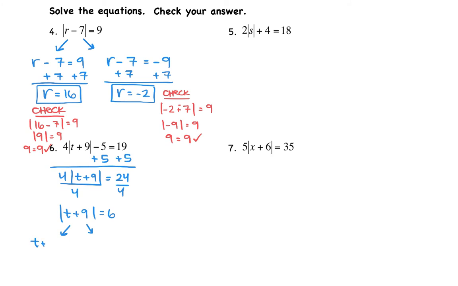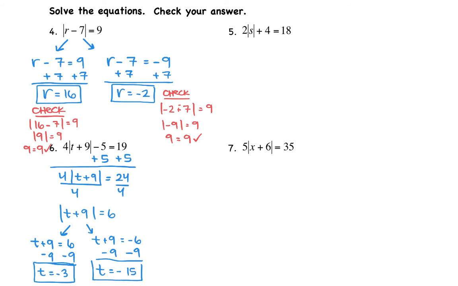And I know that what's inside there, t plus 9, could equal 6, or what's inside there, t plus 9, could equal negative 6. Over here, when I subtract 9 from each side, I get that t is negative 3, and that's one possible solution. Over here, when I subtract 9, I get that t could also be negative 15. So now I'm going to check both of those.